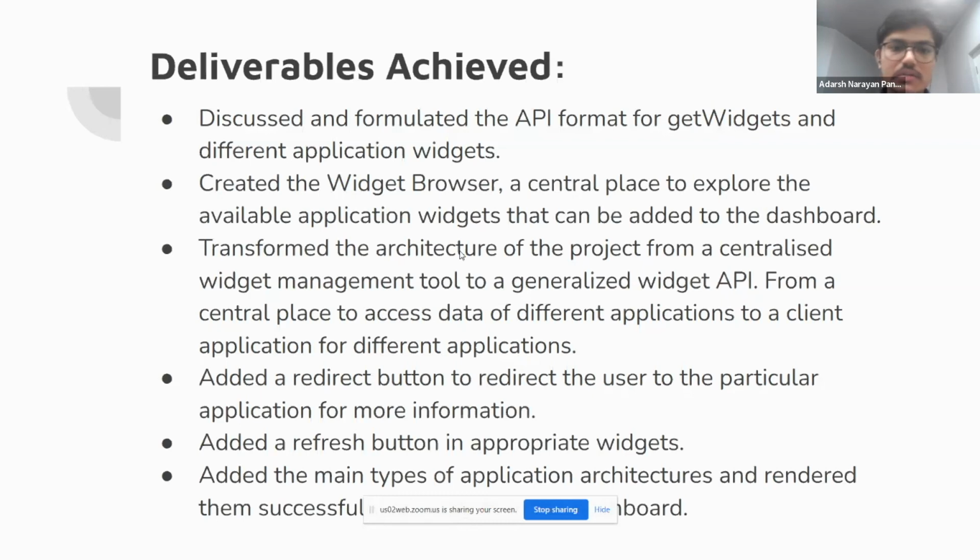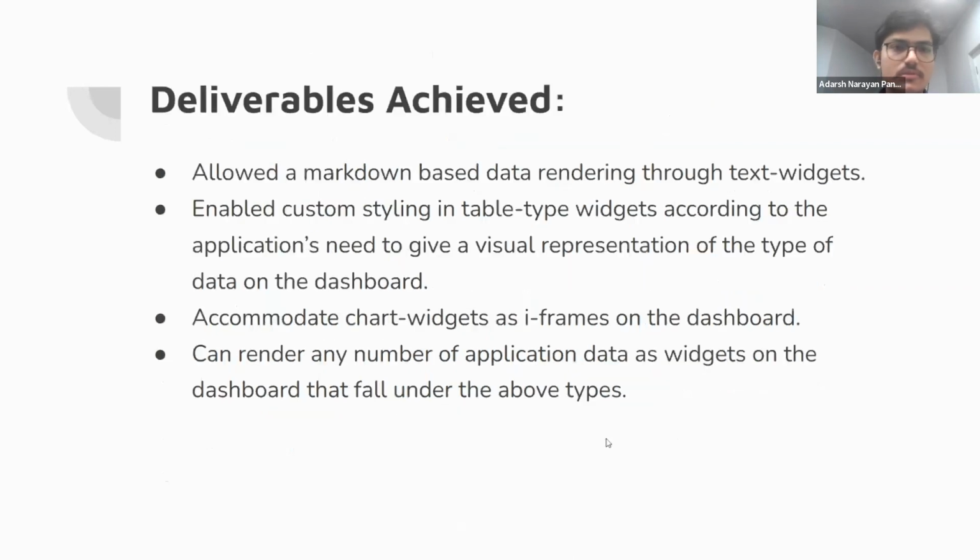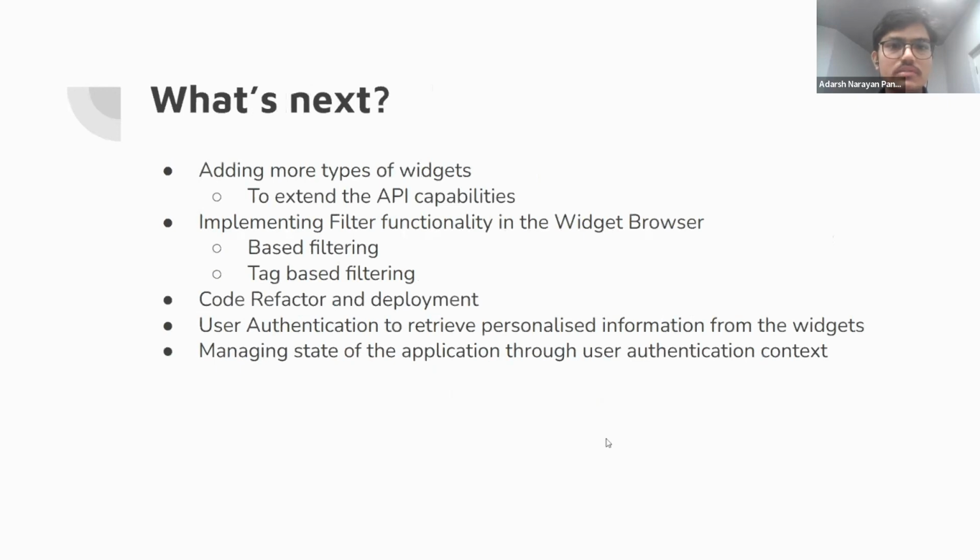I added a redirect button to redirect the user to a particular application for more information, and a refresh button in appropriate widgets. I added main types of application architectures and rendered them successfully as widgets in the dashboard. I allowed markdown-based data rendering through text widgets, and enabled custom styling in table type widgets according to the application's need to give a visual representation of the type of data on the dashboard. I accommodated chart widgets as iframes on the dashboard, and can render any application data that falls under those types as widgets. So what's next?